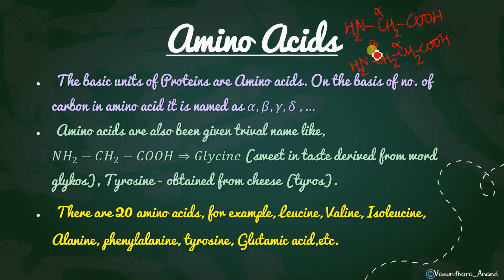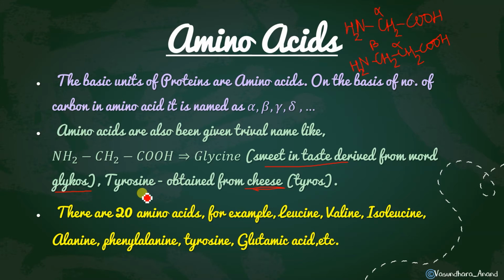Okay, so I was telling you that amino acid can also be given a trivial name. Trivial name means from where they are obtained or derived. So the first ever amino acid is glycine, and it is sweet in taste, so derived from the word glykys, which means sweet. Like tyrosine, tyrosine is present in cheese, and cheese is also known as tyros, so that's why it is known as tyrosine. Got it? Any doubt in this?